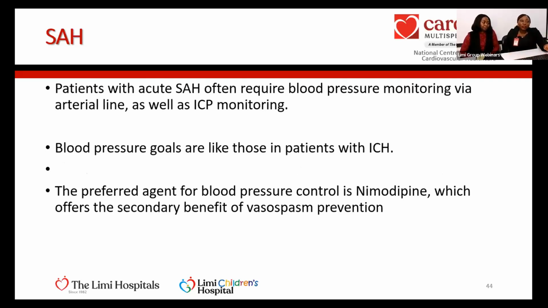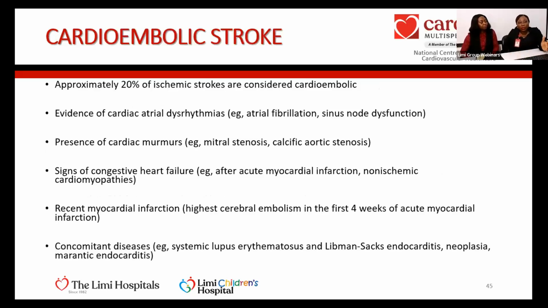Patients with acute subarachnoid hemorrhage often require blood pressure monitoring via arterial line as well as ICP monitoring, but when it can be done, we connect to the cardiac monitor. The BP should be monitored closely, because these are people that might seem stable, but they can just dip at any moment. So we need to monitor them closely. Blood pressure goals are as we said for intracerebral hemorrhage, so it's the same thing. And here there's need for nimodipine because it helps with the vasospasm, which can worsen mortality and morbidity.